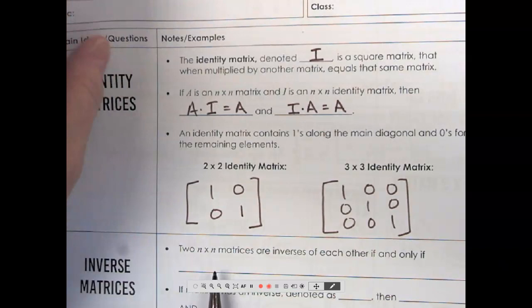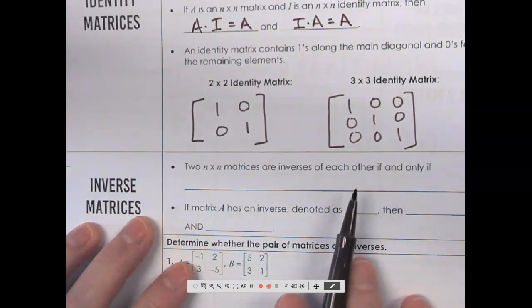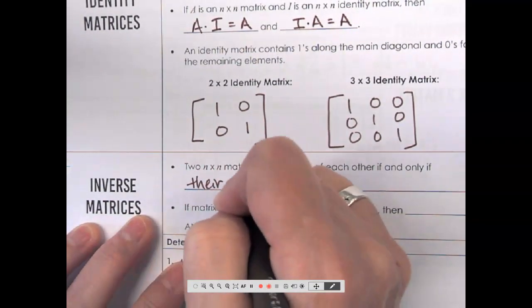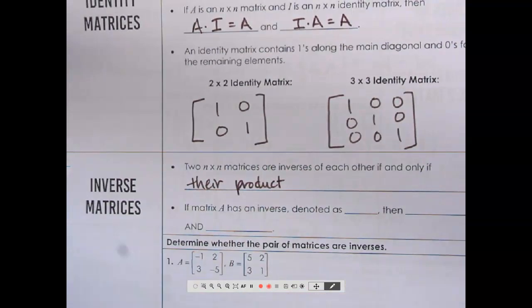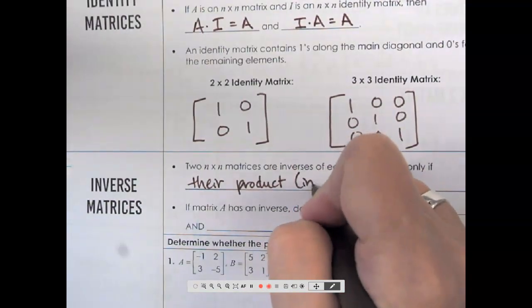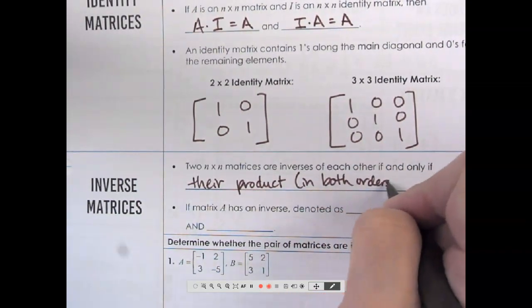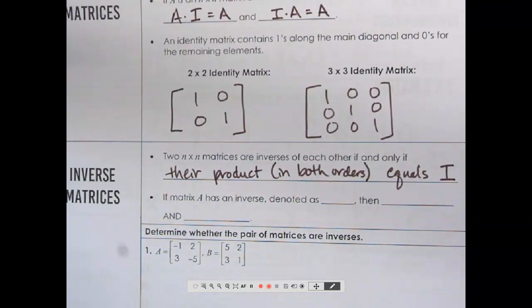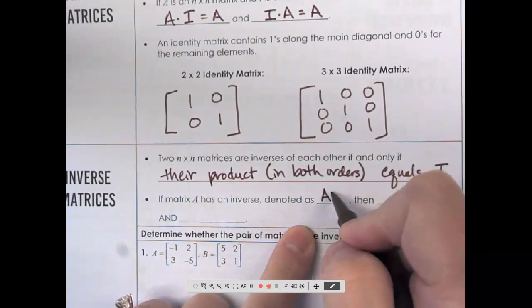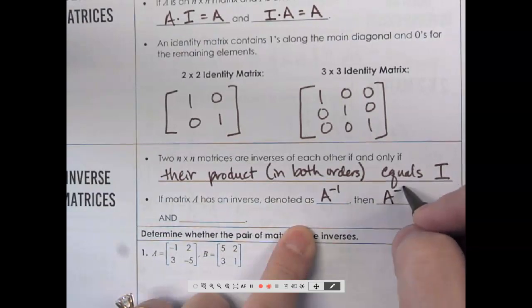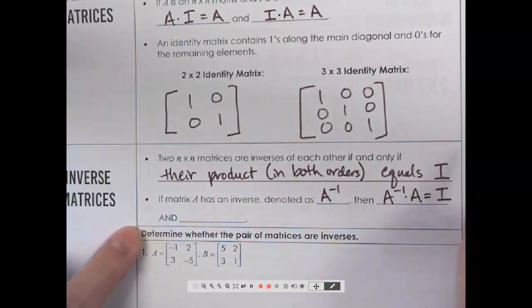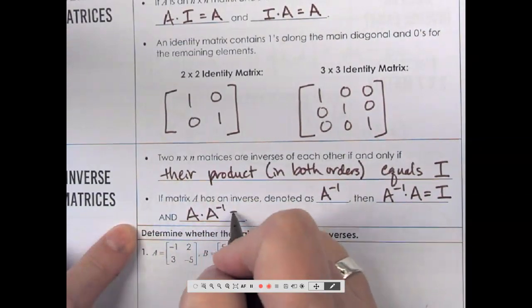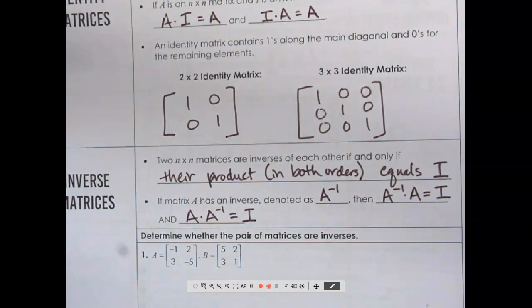All right. 2 n by n matrices are inverses of each other if and only if their product, which means multiply, right, in both orders, equals I. If matrix A has an inverse denoted as A inverse, then A inverse times A is I, and A times A inverse is I. Okay, so let me take a little break here and talk about real numbers again.